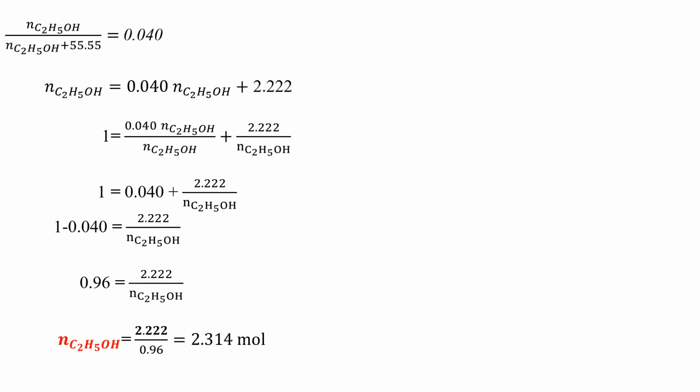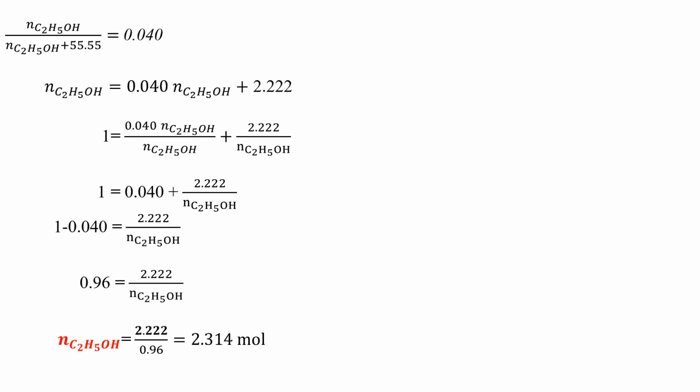Now, number of moles of ethanol divided by number of moles of ethanol plus number of moles of water, that is 55.55, is equal to 0.040. In the next step, I have taken the terms in the denominator on the left hand side to the right hand side. So that becomes 0.040 into number of moles of ethanol plus 55.55. If you multiply 0.040 with the two terms inside the bracket, you get 0.040 into number of moles of ethanol plus 2.222. This you obtained by multiplying 55.55 with 0.040.